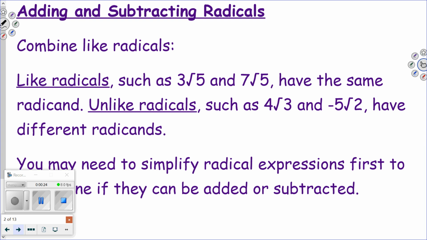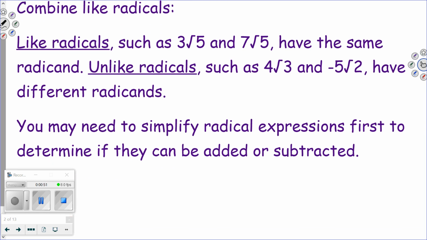All right, so when you're adding and subtracting radicals, they have to be like radicals. So it's just 3 radical 5, 7 radical 5. They're the same exact radical number. Just like an x, right? It has to be 7x and 3x if I can put them together. Same idea with radicals. Unlike radicals, 4 radical 3, negative 5 radical 2, one's a 3, one's a 2, they're not the same. So you're thinking about like terms, they have to match. You may need to simplify, though, to determine whether or not you can put them together.